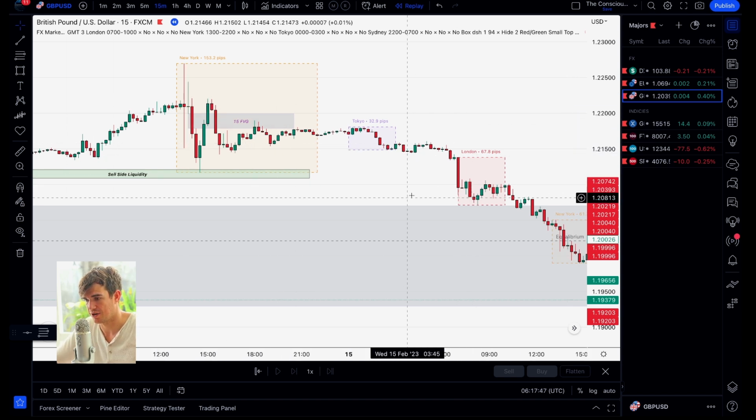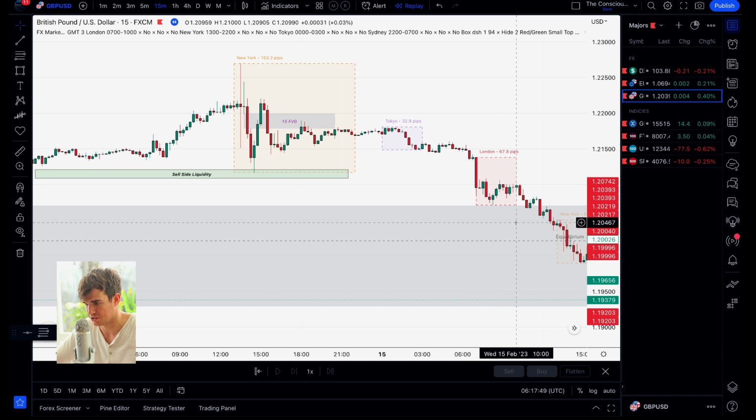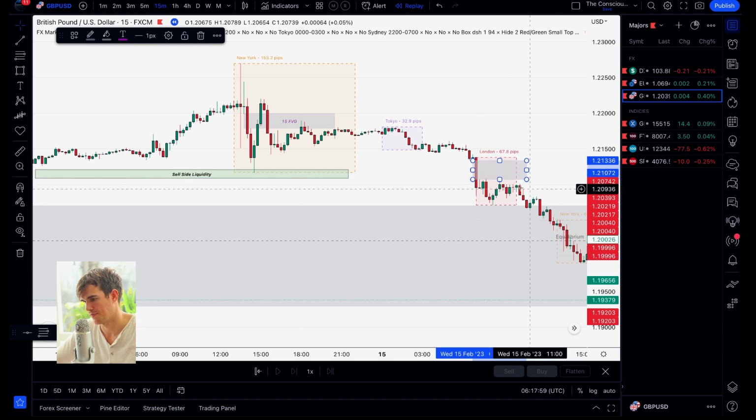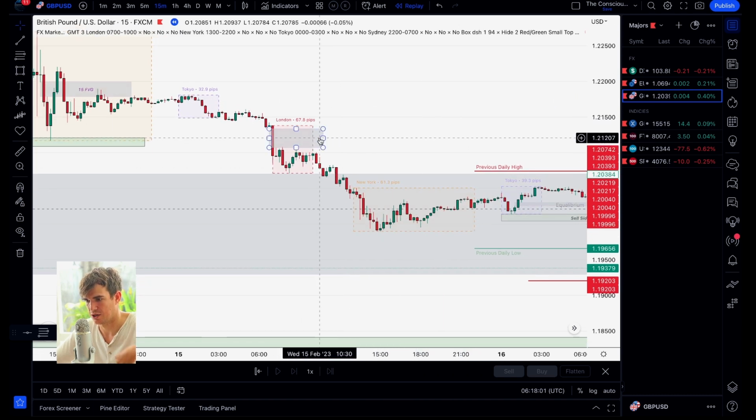So we got hit. So you could have entered here going short if you're a multi-day trader. And you can see how nicely that's giving you another break of structure here, come back up, touches the top of the fair value gap there. So you have a fair value gap there to the pip, and continues lower and lower and lower.